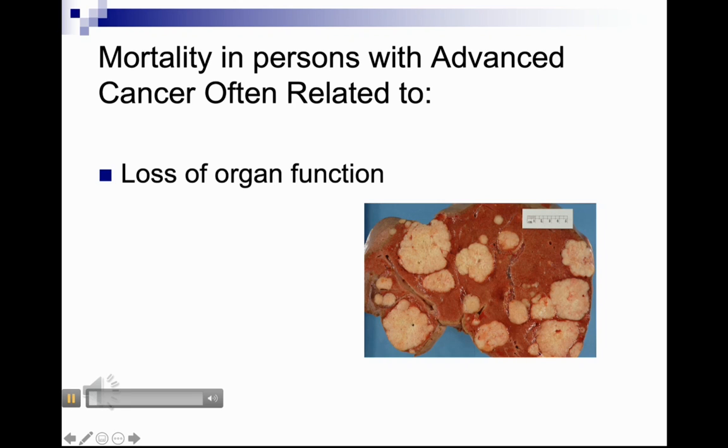Mortality in persons with advanced cancer is often related to loss of organ function. Remember, malignant cells neither look like nor perform like normal cells. This individual has a liver that is loaded with cancer that can't perform the function of a hepatocyte. The mortality in persons with advanced cancer is often related to loss of organ function.